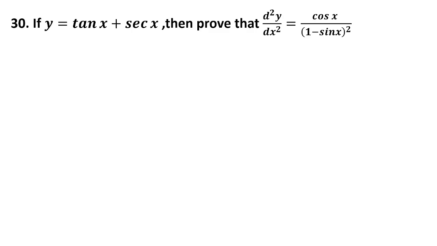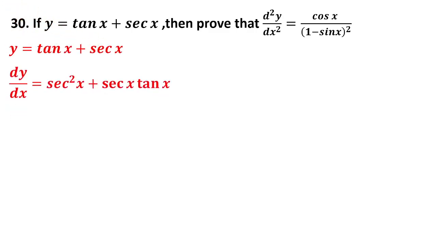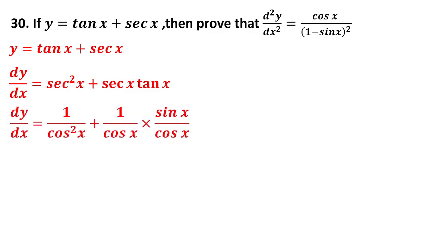Go to question number 30. y is given. You have to prove the second derivative. Let us first find the first derivative. Okay. After finding the first derivative, keep an eye on the answer. It is in terms of cos and sine. Therefore, don't do the second derivative directly. Convert it in terms of sine and cos, that is basic trigonometric function, and do the second derivative.